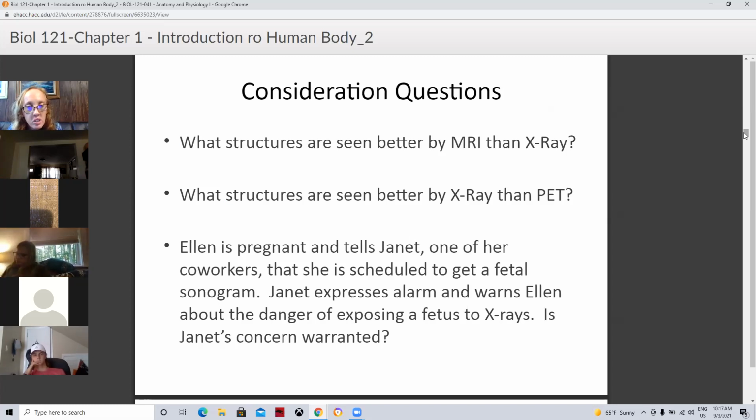Ellen is pregnant and tells Janet, one of her coworkers, that she is scheduled to get a fetal sonogram. Janet expresses alarm and warns Ellen about the danger of exposing a fetus to X-rays. Is Janet's concern warranted? No. Why? Because it uses sound waves, not X-rays. Right. One thing I like when I think of an ultrasound is a bat: they put out high-frequency sound waves and detect mice based on the echoing pattern. Same way an ultrasound works.